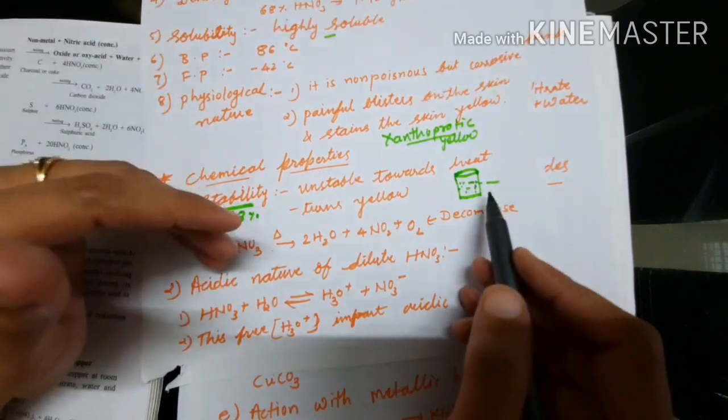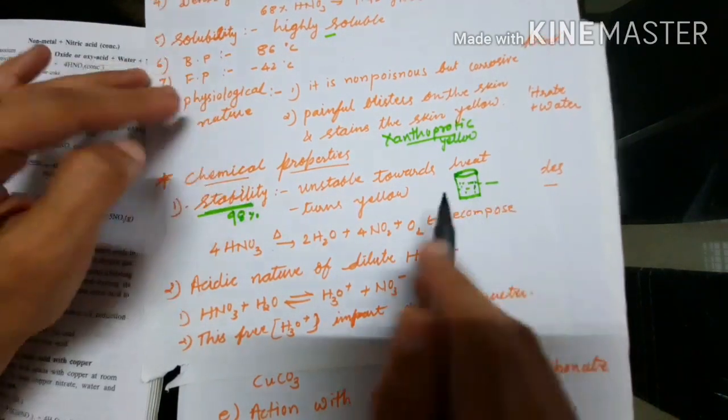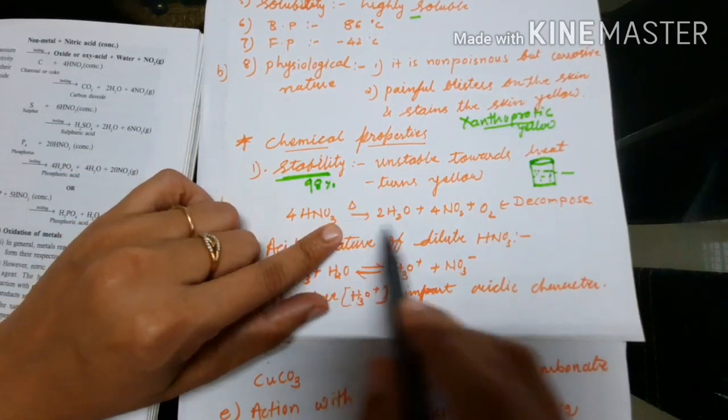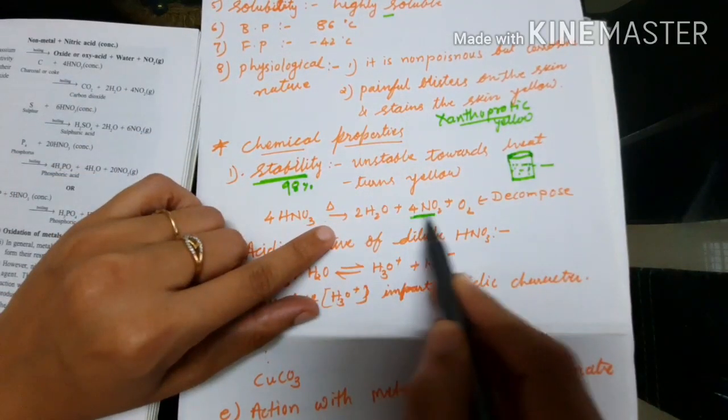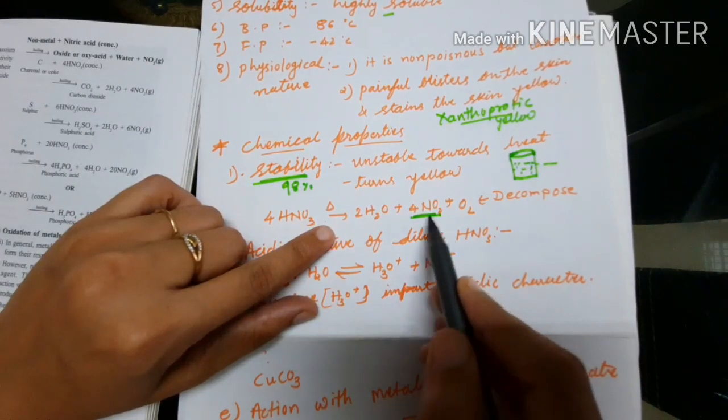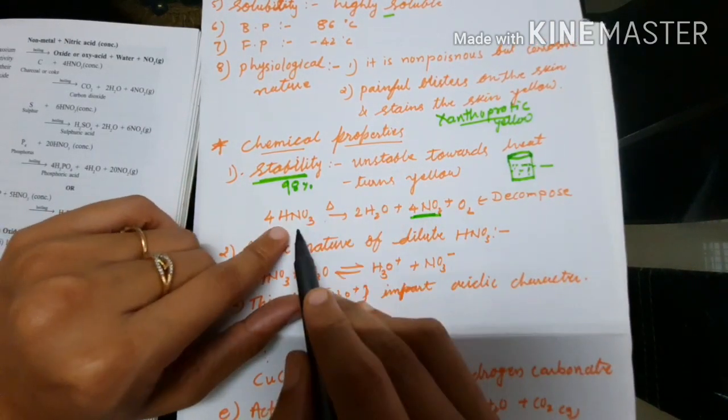So how does it decompose and convert to yellow color? Here is the reaction. When the nitric acid is heated a little bit, NO2, nitrogen dioxide, will be produced, and that nitrogen dioxide is once more dissolved into the HNO3.